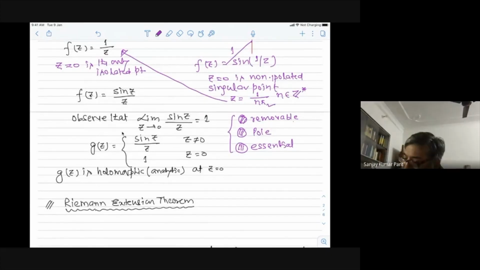Why is this removable singularity also called the false singularity? Take the function f(z) equal to sin z upon z, and you will note that this function is not defined at z equal to 0. Z equal to 0 is a singularity, and it is an isolated singularity. But the limit of this function exists at z equal to 0. That is 1. So if I define a new function g(z), which is sin z upon z when z is not 0 and 1 when z equal to 0, then this new function g(z) is analytic at z equal to 0.